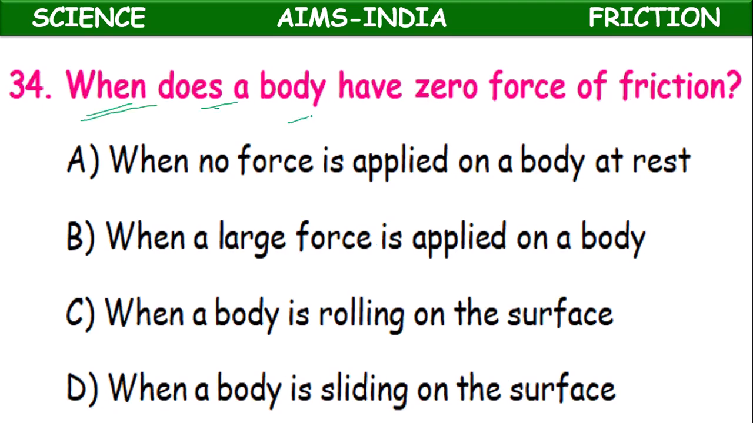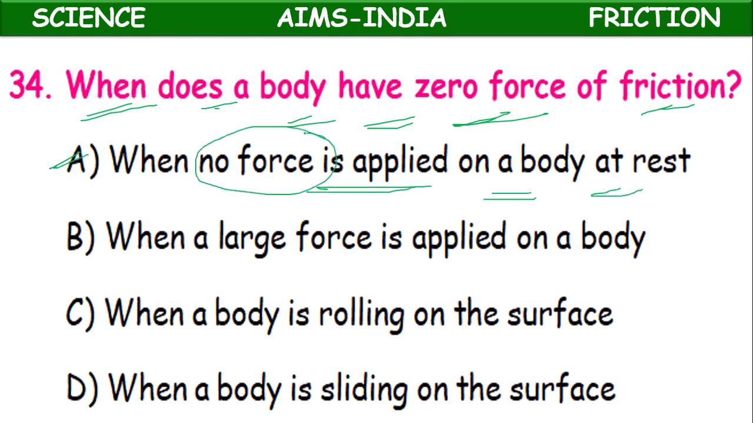When does a body have zero force of friction? Zero force of friction means when no force is applied on a body at rest. Because there is no force, there is no movement between the surfaces, so no friction. If we apply force to move it, then only static friction will be developed. So answer A.